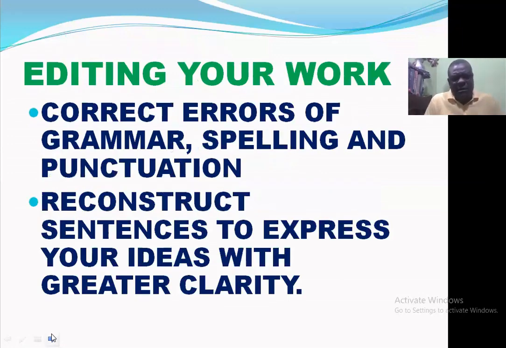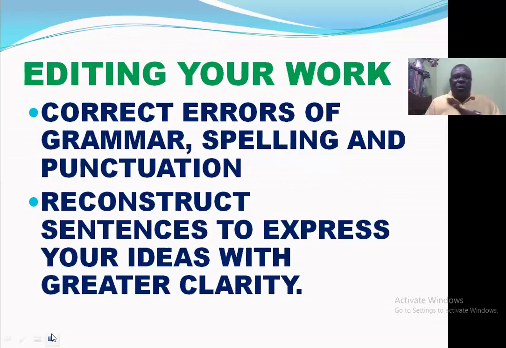Then comes the last stage, which is editing your work. You have to correct the errors of grammar, spelling, and punctuation. You have to reconstruct sentences to express your ideas with greater clarity. From experience, I've discovered that at the editing stage is where you even discover that sometimes you have to restructure the entire story. At the time you are editing your work, everything is possible. Sometimes you have to do a whole thematic restructuring.